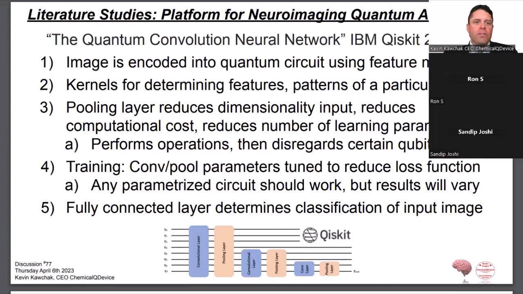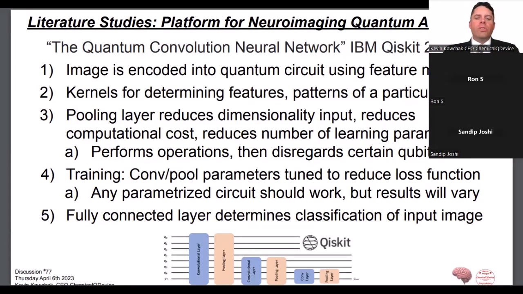So learning from these things. Basically, this is how it goes in structure. The image is encoded into a quantum circuit. This is for IBM's program, using a feature map, kernels for determining features and patterns of particular inputs.